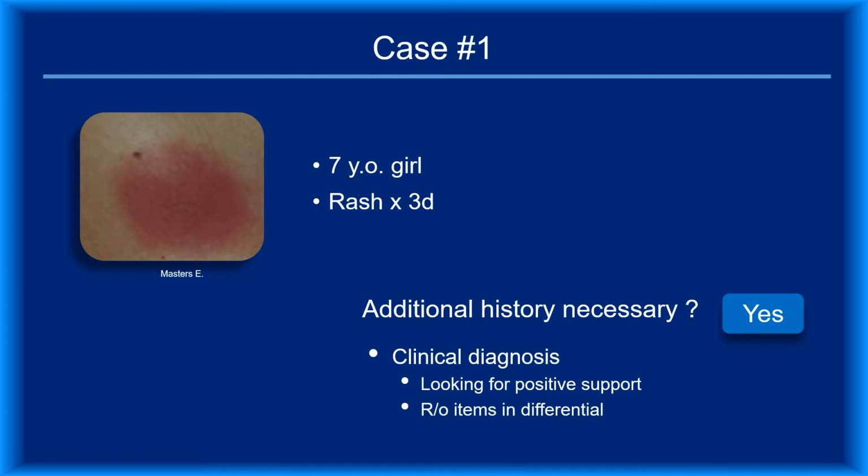Early Lyme disease is a clinical diagnosis. To establish that it's the correct diagnosis for this child, you should investigate elements of her history that either support the diagnosis or suggest an alternative one.